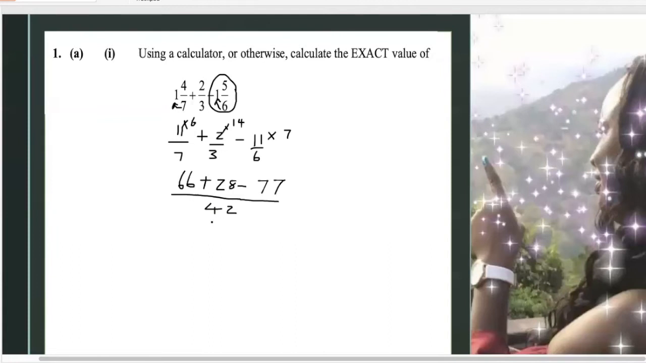Now, calculating this, 66 plus 28 minus 77 gives me 17 over 42. And that's right in the form.